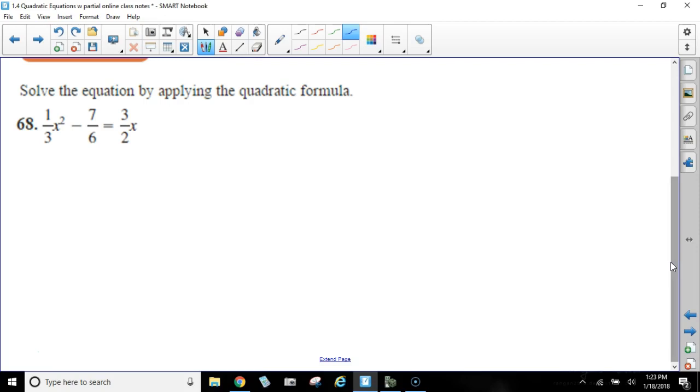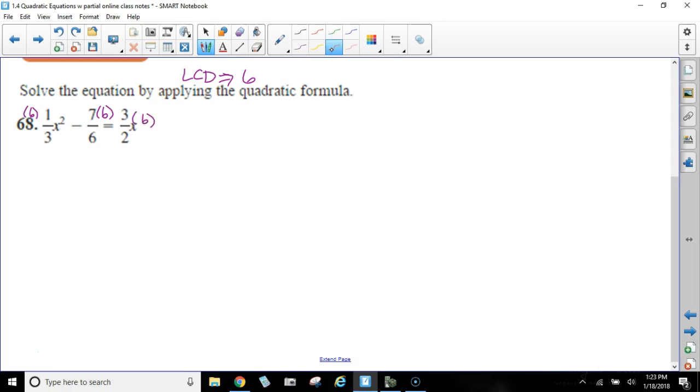Again, even though this is almost written in ax squared plus bx plus c, we'd have to do a little bit of reorganizing. What I do want to do is clear fractions by multiplying through by the least common denominator, and I think a 6 is going to cancel all of those out. So I'm going to multiply each of these terms by 6.